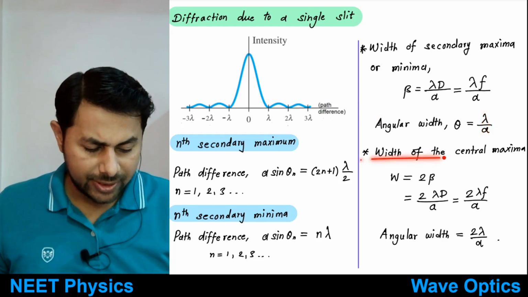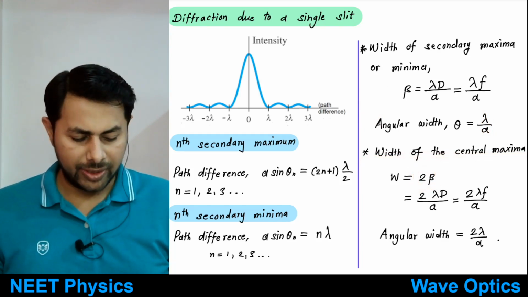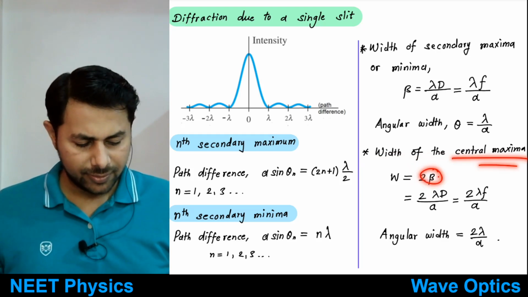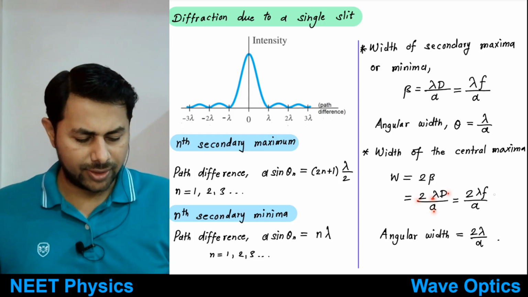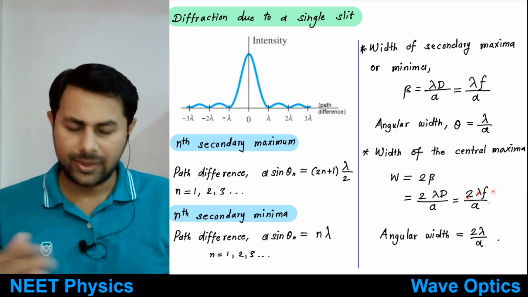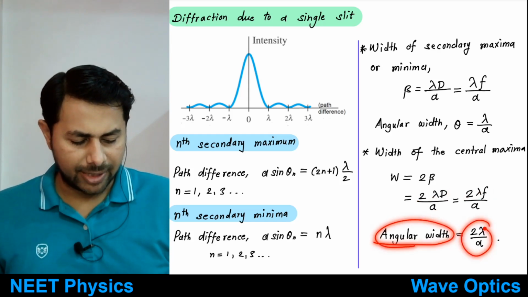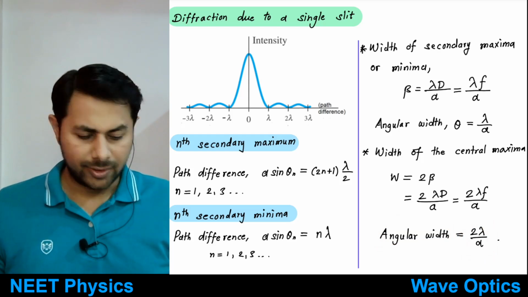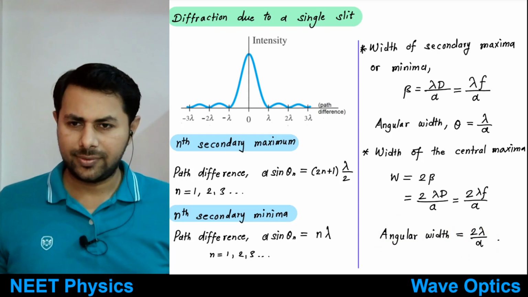Then the width of the central maxima is equal to 2 times beta, right? So it is equal to 2 times lambda d by a, or it is 2 times lambda times f by a. And what would be the angular width of the central maxima? It is 2 times lambda by a. Okay, this thing is clear? Yes, no?